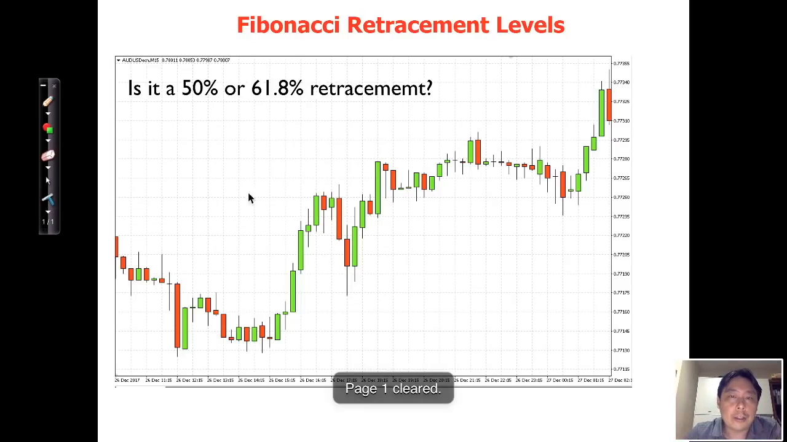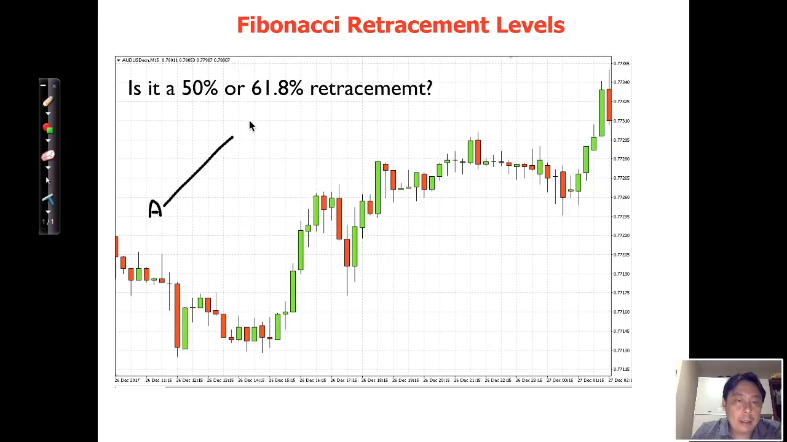So question is, can you identify where's the ABC pattern? All right, take a minute, look at the chart and think, is there an A, B, C pattern, where A to B is the impulsive wave and B to C is the corrective wave, right? Take a look, see if you can find one. Have you found one? Okay, good.